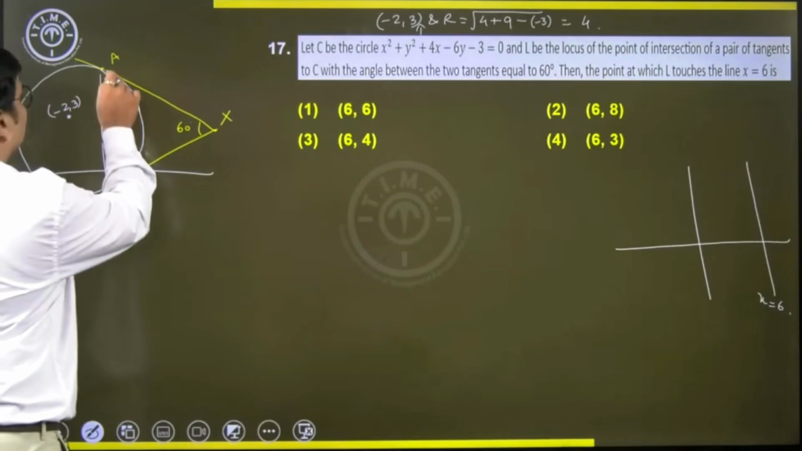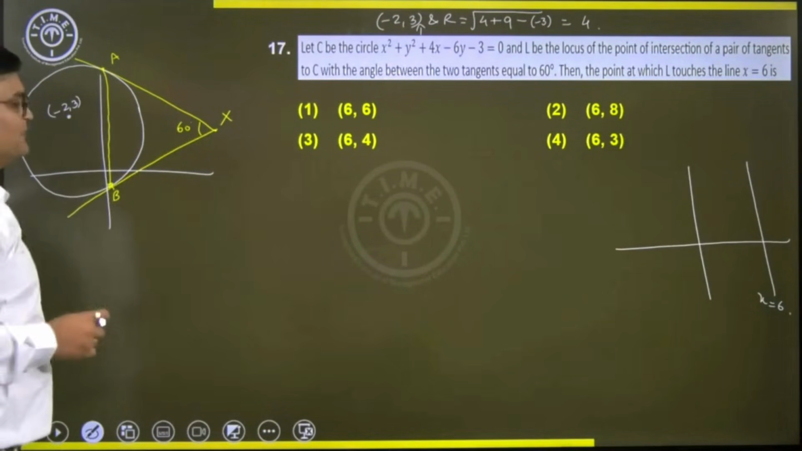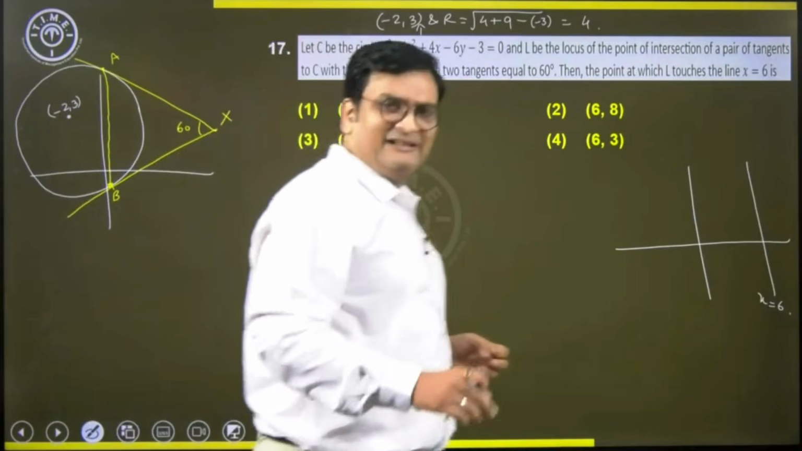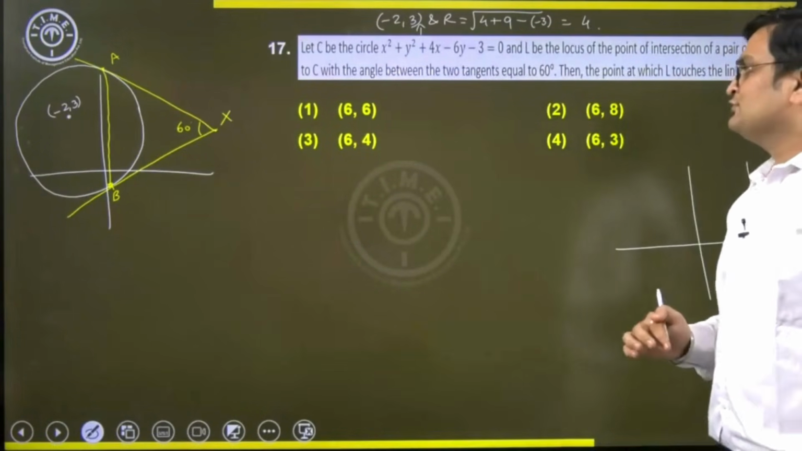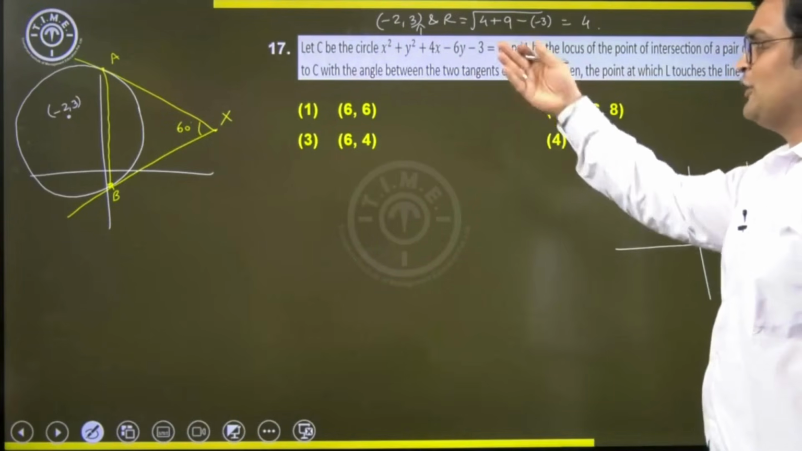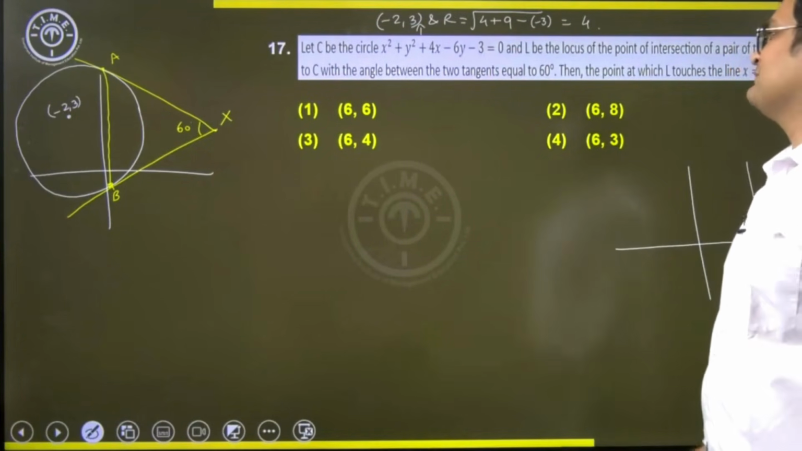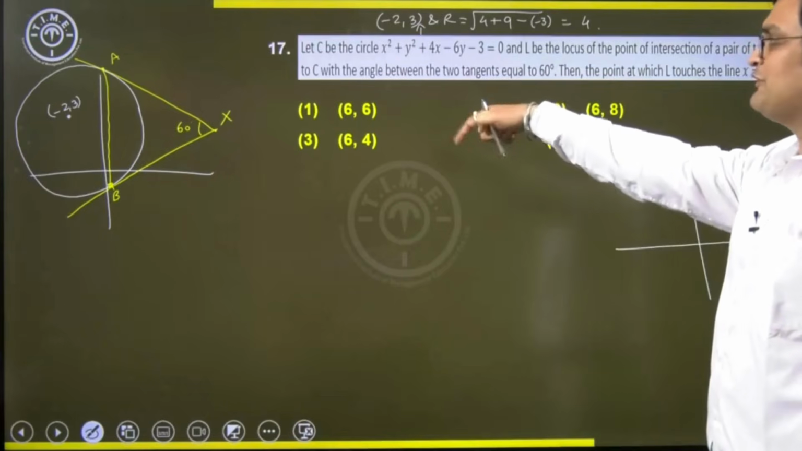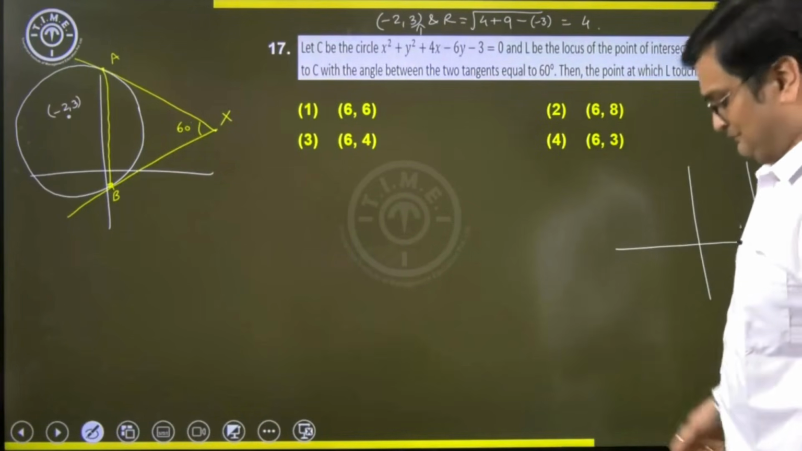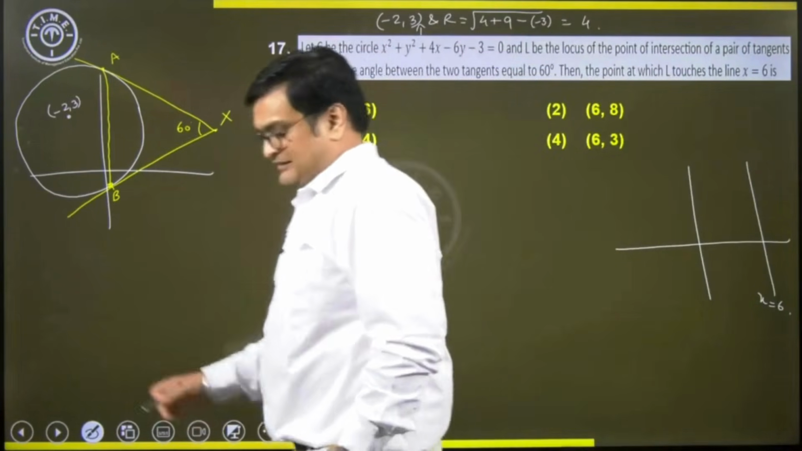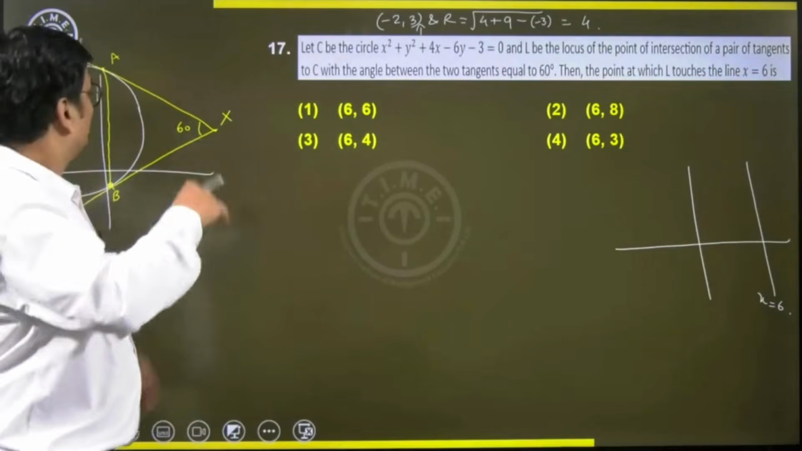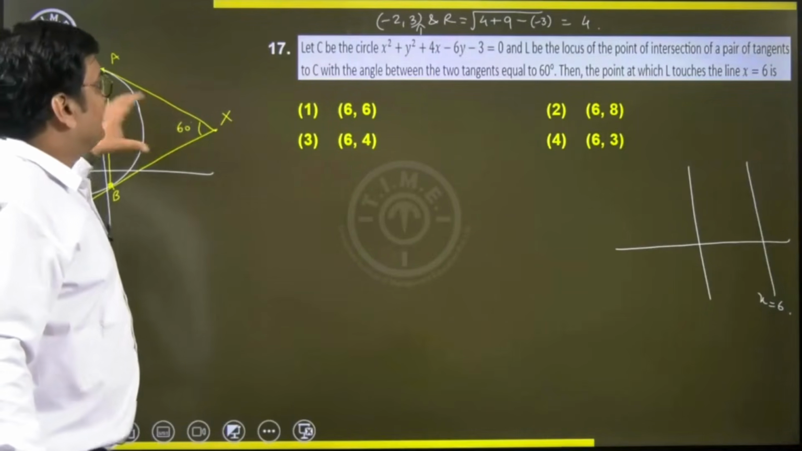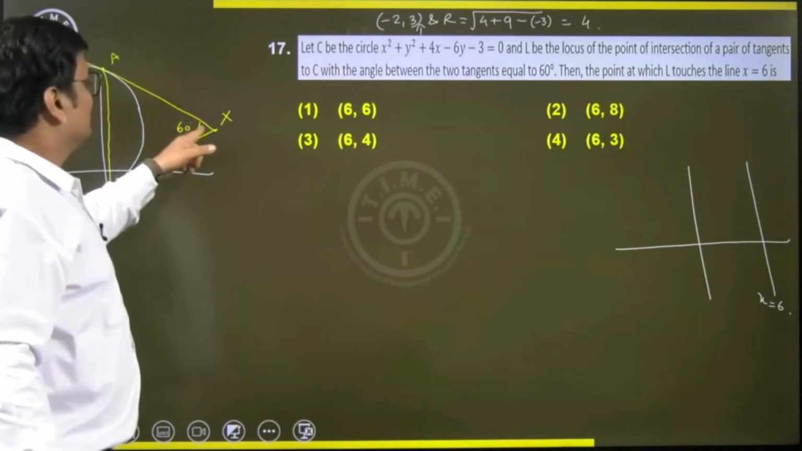So that means if I connect A with B, can I say I'll get an equilateral triangle like this? So ABX is going to be an equilateral triangle. If ABX is an equilateral triangle, all sides are equal, all angles are 60 degree, that's a known fact, right? That's something that we already know. But what can we say about the possible positions of X? Where can X come? Basically this X is the locus of point of intersection of a pair of tangents to C, with the angle between the two tangents being 60 degree.